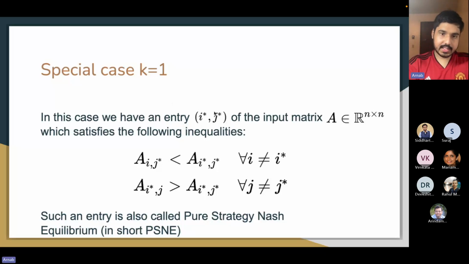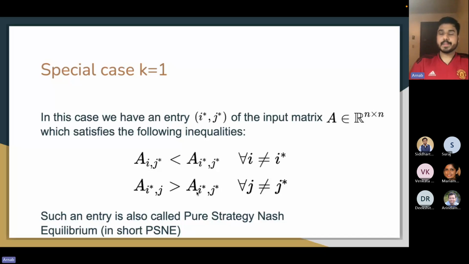So this entry has to be the highest in its column: for all i not equal to i star, the entry at i, j star is less than the entry at i star, j star. Similarly, for all j not equal to j star, the entry at i star, j is greater than the entry at i star, j star. So this element i star j star is the highest in its column and the lowest in its row simultaneously. Such an entry is called a pure strategy Nash equilibrium.